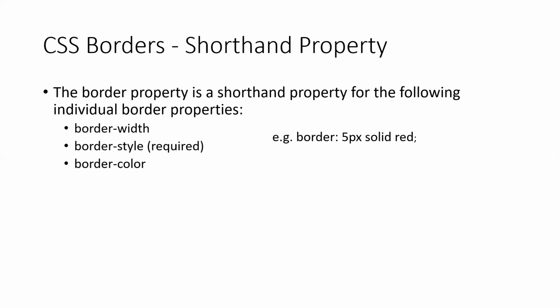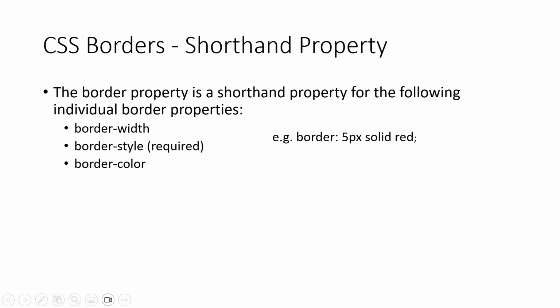Like what we have discussed in the background, for borders you can also use shorthand properties. You can specify width, the style, and then the color, right? You can specify how it should look like, right?